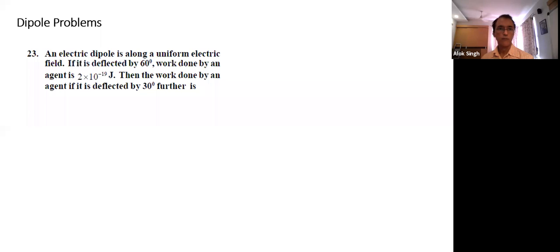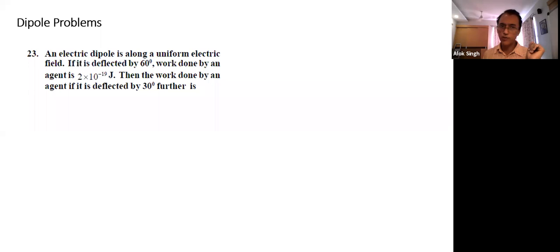Let's go through. The moment we see work done, the first thing that comes to our mind is work done is equal to change in potential energy. For calculation of potential energy, I need the value of theta. So what is the initial, from where to where is it being deflected? What is the initial theta here? It is along the uniform electric field. Initial theta is 0, final theta is 60, first case. So when theta is changed from 0 to 60, work done is so much. What is the next thing we calculate? It is deflected by 30 degrees further. So what are the two angles involved in the second case? 60 to 90. First case 0 to 60, second case 60 to 90.